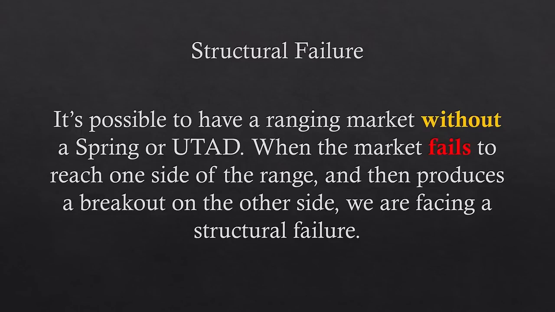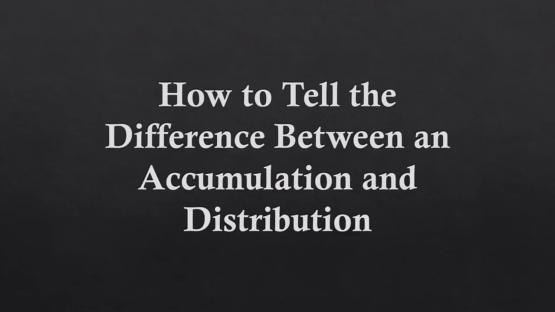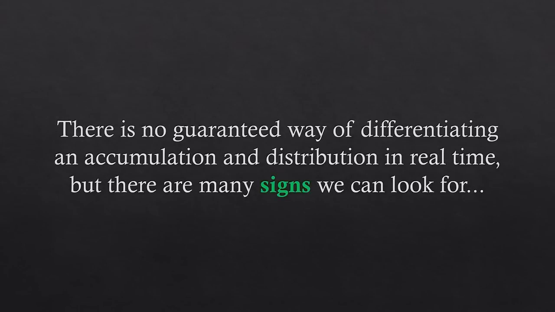As we have been doing so far in the course, when price fails to reach a resistance line, we have weakness. When price fails to reach a support, we have strength. One common problem in the Wyckoff method is to differentiate between an accumulation and distribution structure. There is no guaranteed way of distinguishing between an accumulation and distribution structure in real time. Otherwise, profiting with the Wyckoff method would be easy.